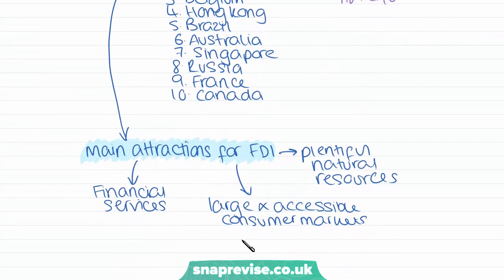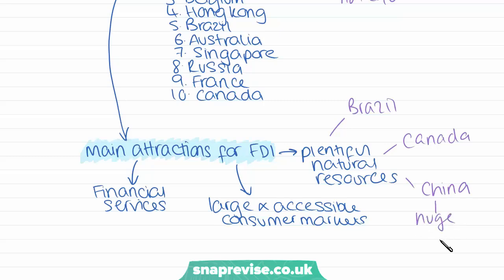So the main attractions for FDI, as I just mentioned, are a plentiful supply of natural resources. For example, you can see in that list we had countries like Brazil, who have the Amazon rainforest. Also, Canada was up there as well, which has a plentiful supply of wood from forests and oil. And also countries like China, who don't have many natural resources, but have the resource of a huge population, currently the largest population in the world.